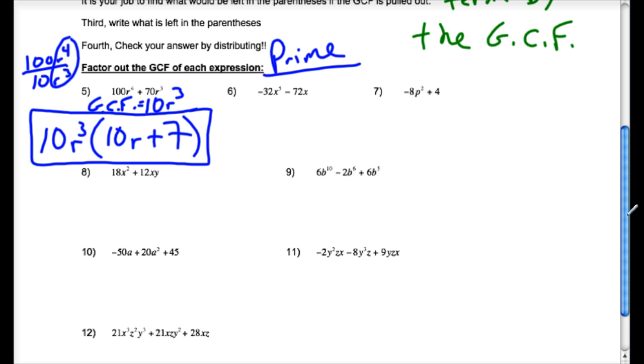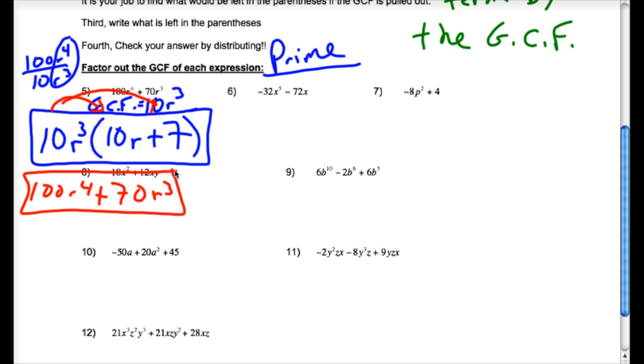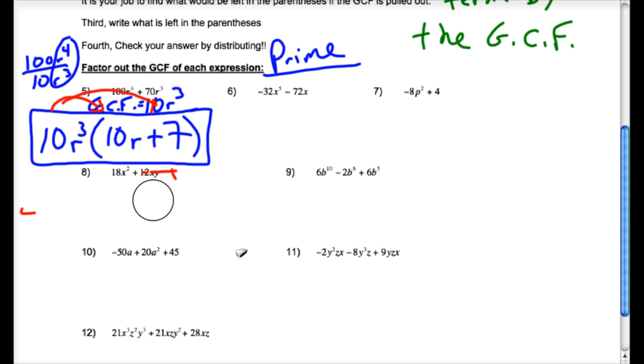And again, check your work by distributing. There's always one kid that does this. Do not do this. Big rule. 10r to the 4th, 100r to the 4th. I don't go 10r to the 4th. Watch: 100r to the 4th plus 70r cubed, and they box that as their answer. Do not do that, kid. That's the problem. That's not the answer.